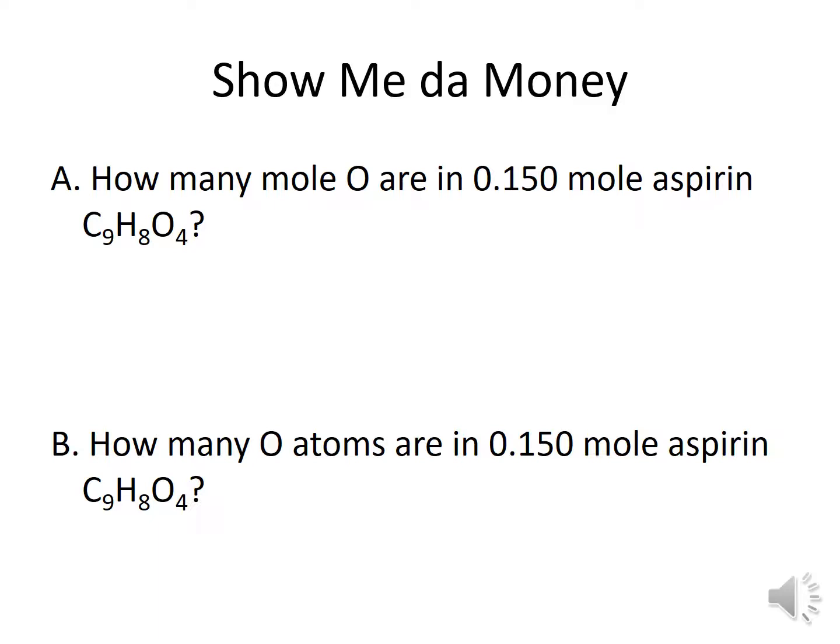How many oxygen atoms are in 0.150 moles of aspirin? You're going to take your answer from A and convert moles of oxygen to atoms using the conversion factor 6.02 times 10 to the 23rd atoms over 1 mole.